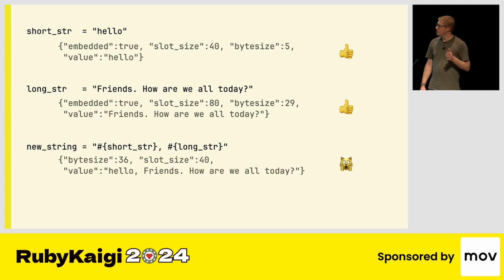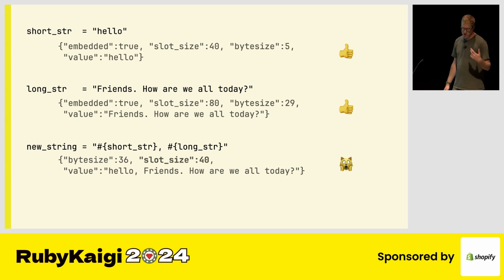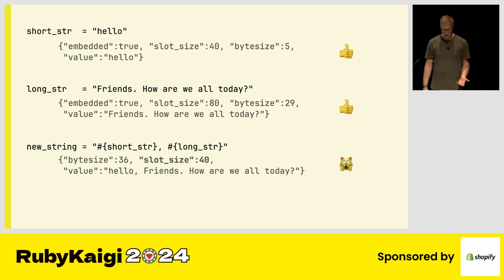But the third string is not what I expected to see. This new string is the result of the interpolation of the first two strings into a new object. And the byte size of this new string is 36. So when we add the extra header and the terminator, we get a total object size of 53 bytes. So why is it in the 40-byte bucket?